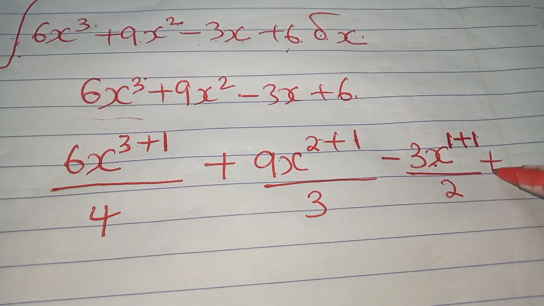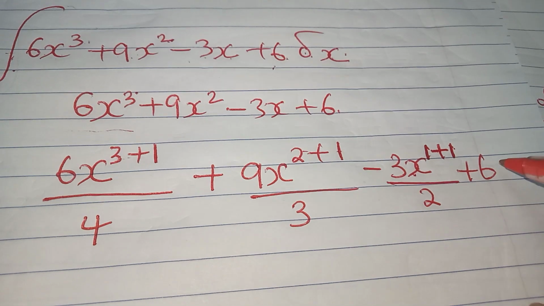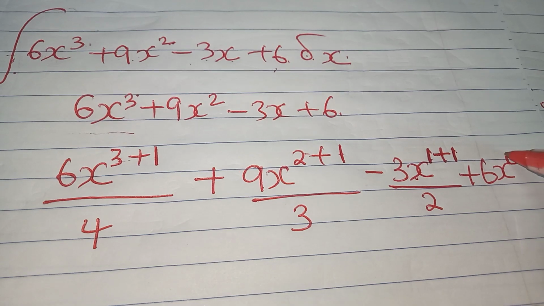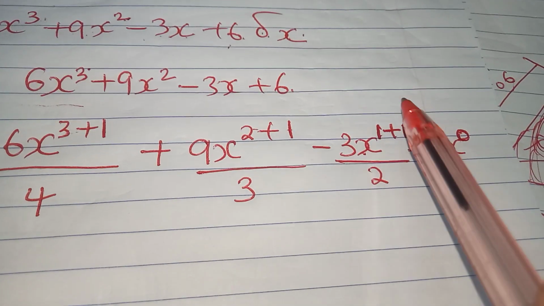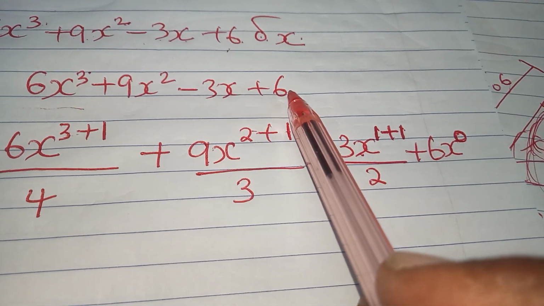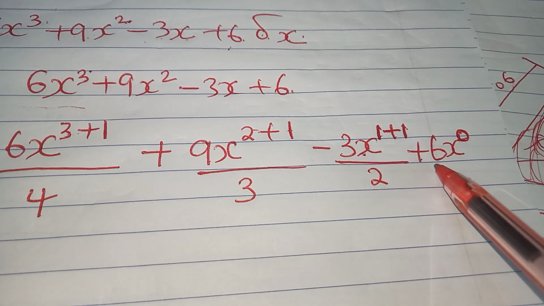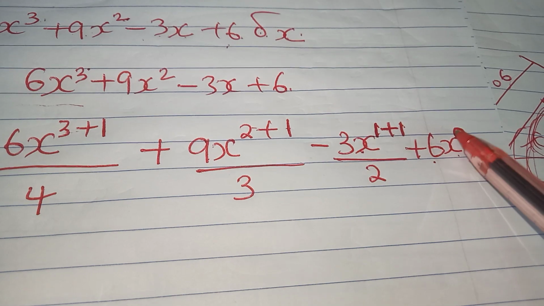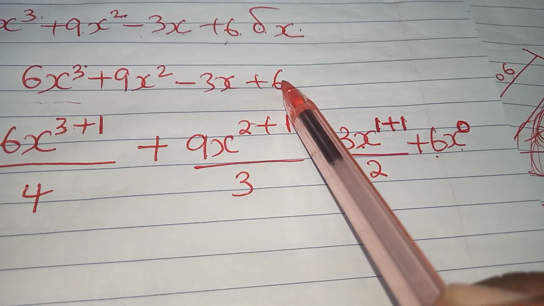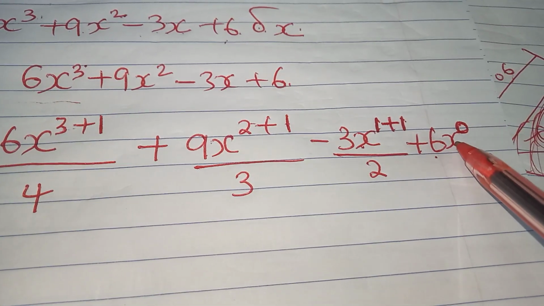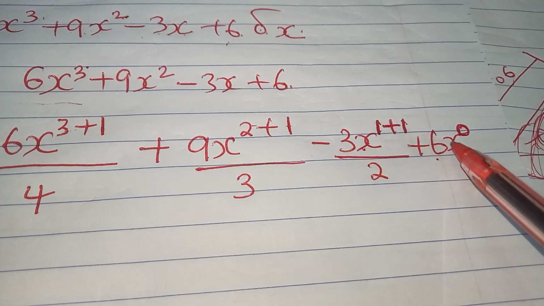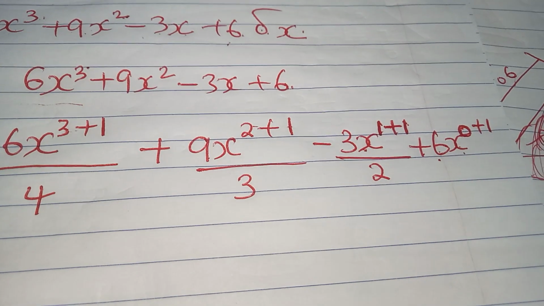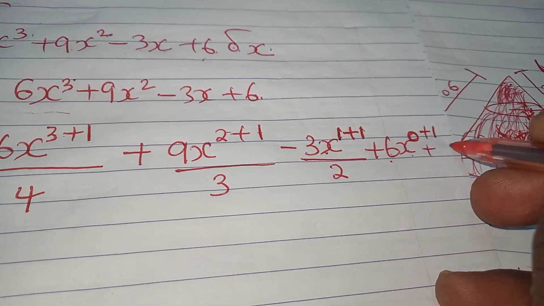Then plus 6. I will introduce x. Then here the x is raised to 0. Look at that. If there is a constant and you are doing integration, place that constant there, introduce the x, raise the x to 0. I repeat, if there is a constant, introduce the letter x on that constant, raise that to 0, then increase the power by 1. Then you say plus c.